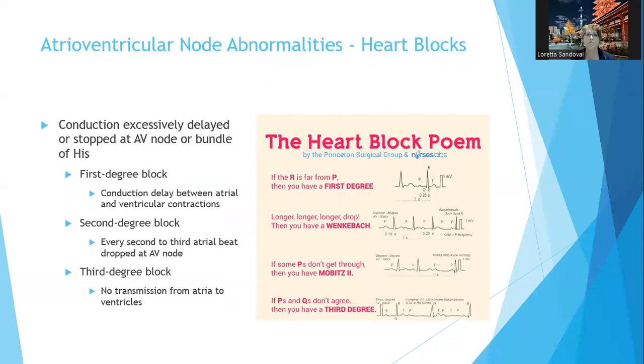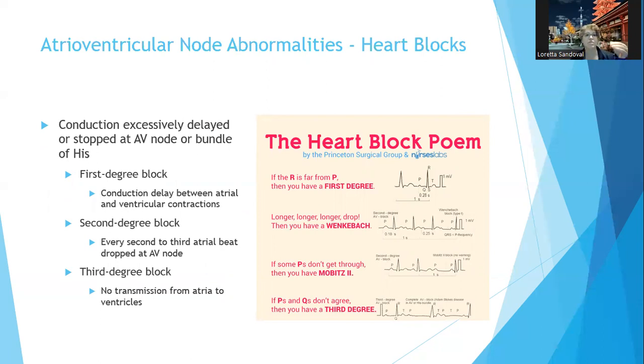Atrioventricular node abnormalities are called heart blocks. And I don't expect you to know the little poem or anything. I just thought that was funny, so I put it in there. Conduction is excessively delayed or stopped at the atrioventricular node, or the bundle of His, as it's also called.